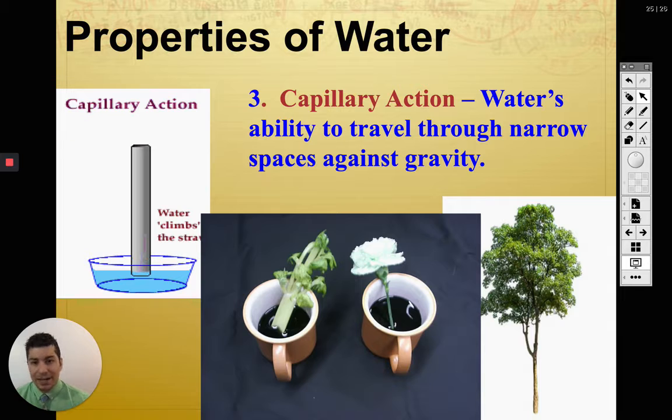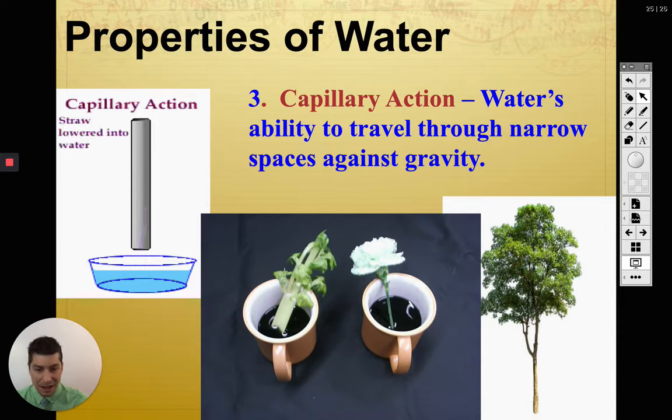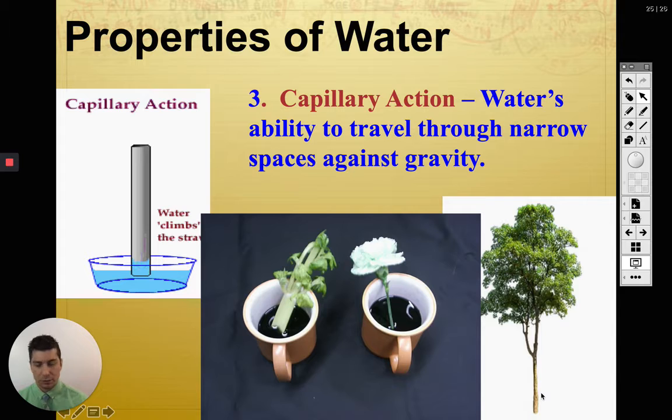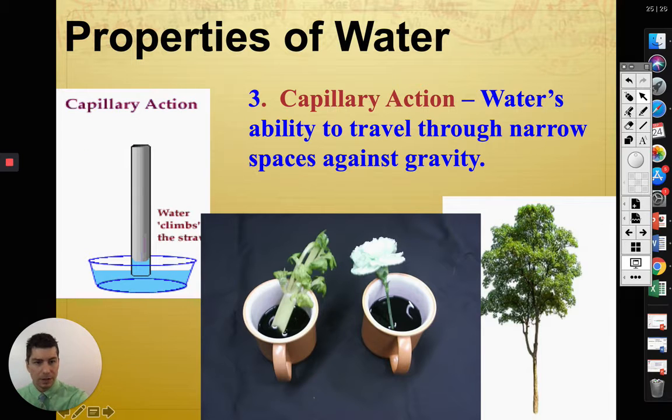Now, capillary action, guys, this is water moving against gravity. So the tree here, okay, you guys know you water a tree through its roots, through the bottom of the roots, right? Where do we need that water to go? Well, we need it to go all the way up top in the leaves here, because those are what carry out photosynthesis.